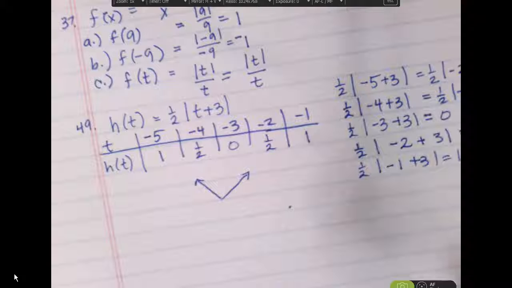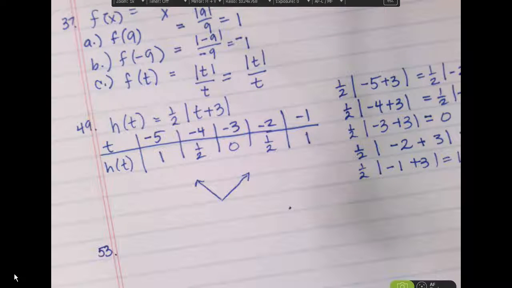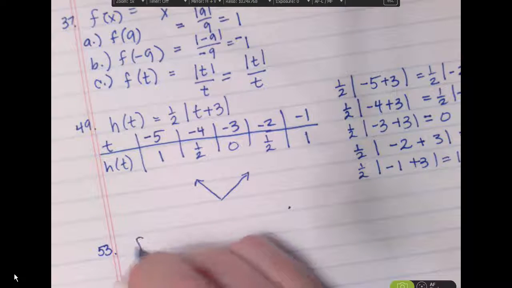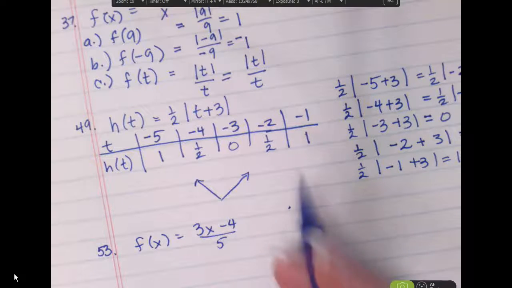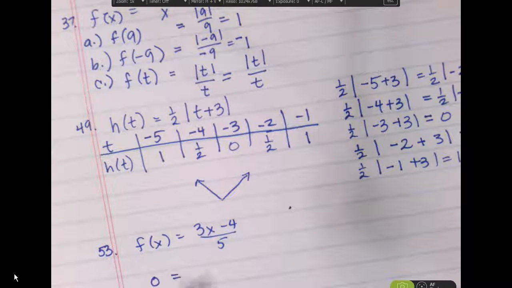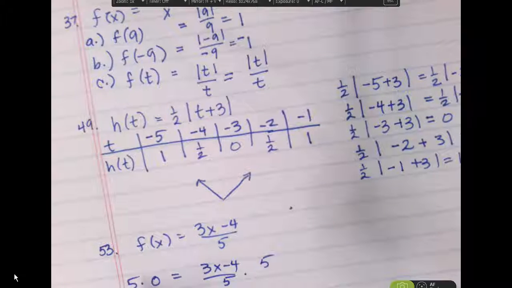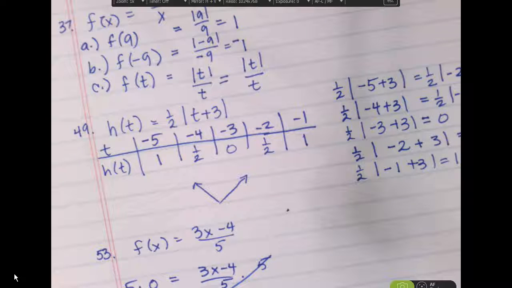Alright, next is number 53, and I'm going to run out of time. So let's see. F of x equals 3x minus 4 divided by 5, and the directions say I want to know when is f of x 0. So I'm going to substitute a 0 over here on this side and then solve. So I'm going to multiply by 5 on both sides. I get 0 equals 3x minus 4, add 4, 4 equals 3x.